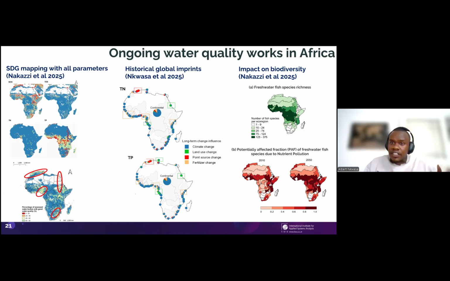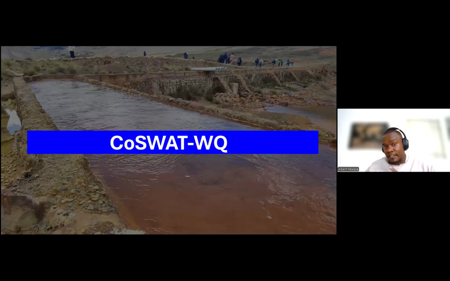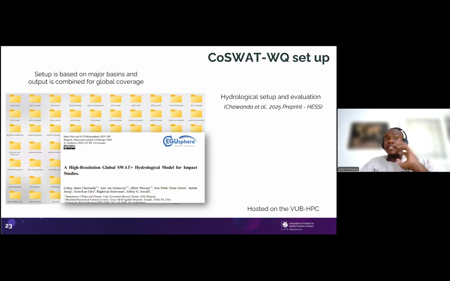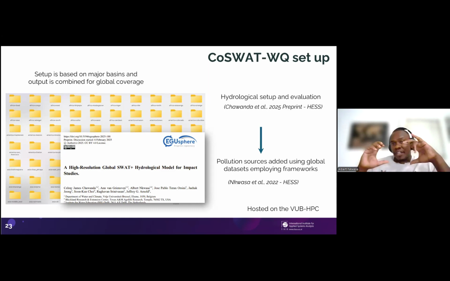Now, from the African continent, we became very ambitious and decided to upscale it globally and look at a global water quality model. So to quickly highlight that, this model is set up by splitting the globe into 90 large basins, which we run in Palaro, and we run this on a supercomputer that is hosted in Brussels. We first did the hydrological setup, just like we did for Africa, and evaluated it. Then later, using the same workflow, we added these pollution sources to be able to run for water quality.